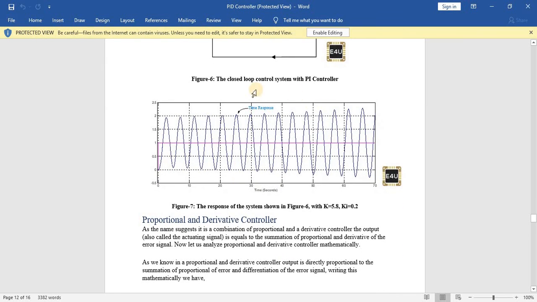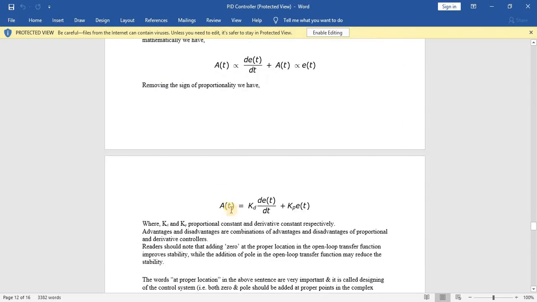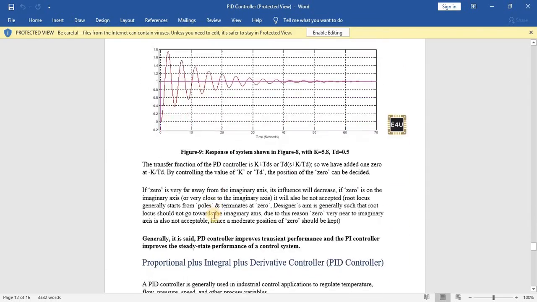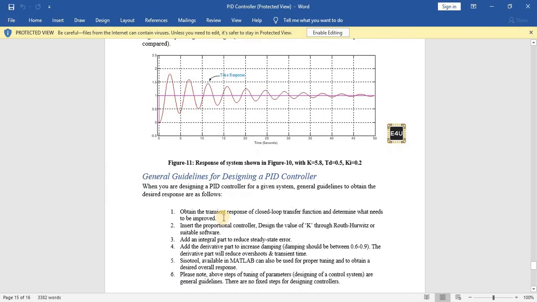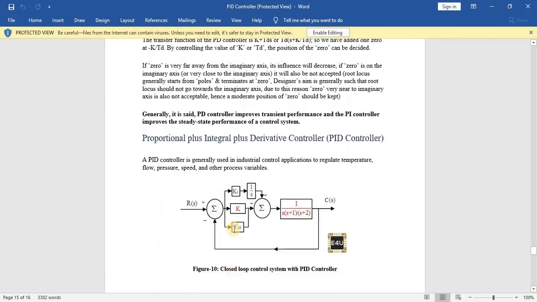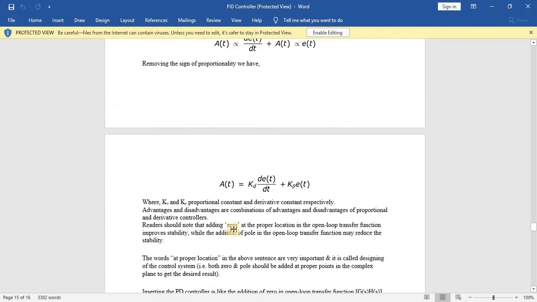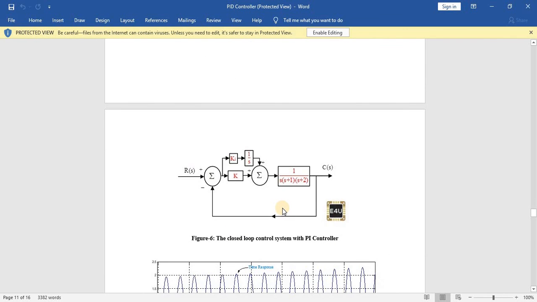Now as there are disadvantages for the P and I controller, we are going to switch to the P and D controller. We will see the PD controller and then the PID controller in detail in the next lecture. Till then, watch this video, and if you have any doubt regarding the P and I controllers, you can ask me.